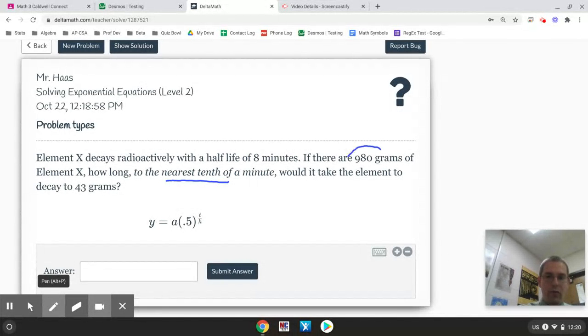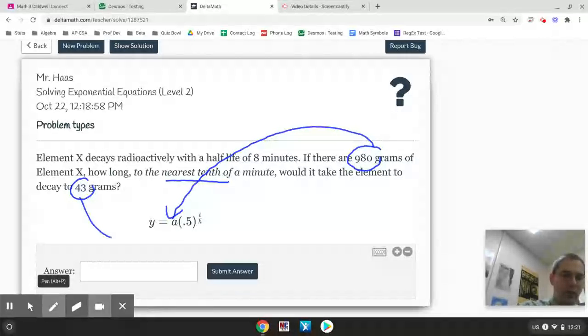Well, the 980 is your starting amount, so it's going to go where your A is. The 43 is your answer, your ending amount. It'll go on this side of the equation. And the half-life of 8 minutes. Well, half-life is actually H. So the half-life goes there.